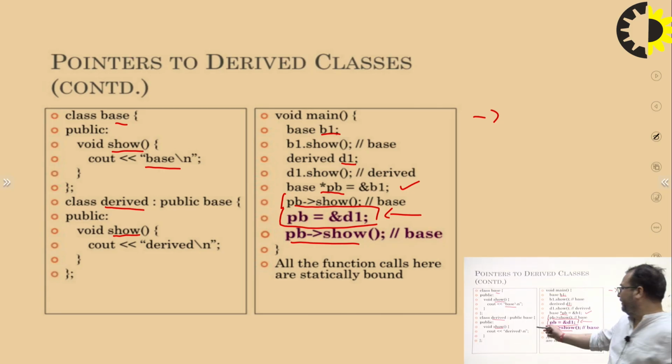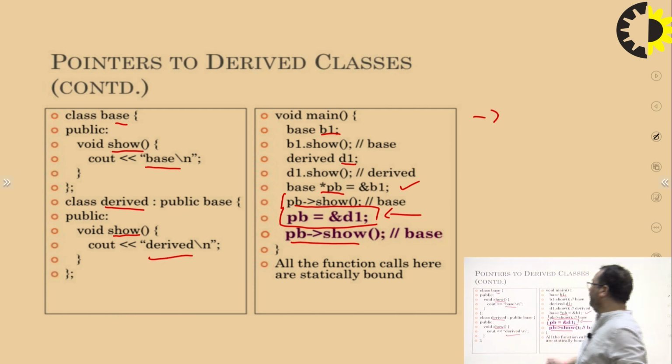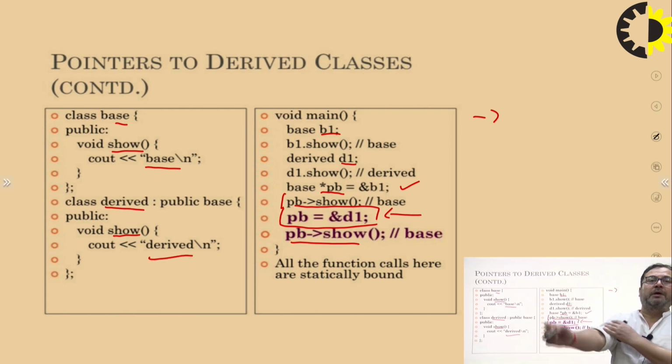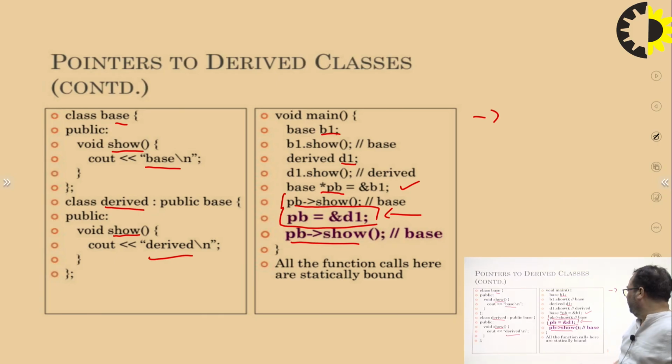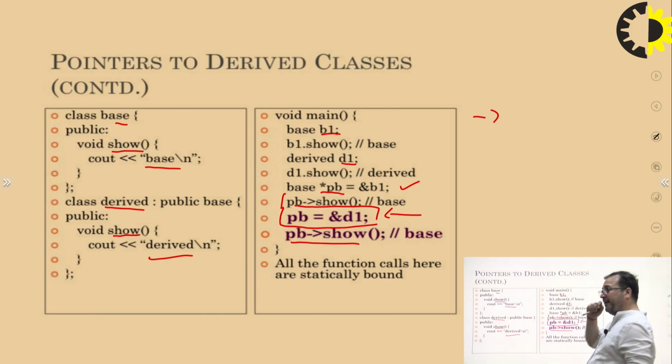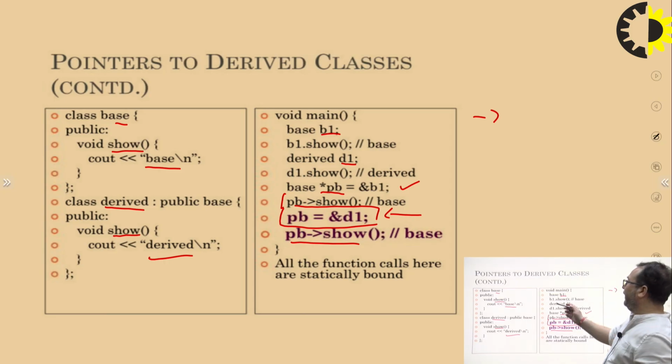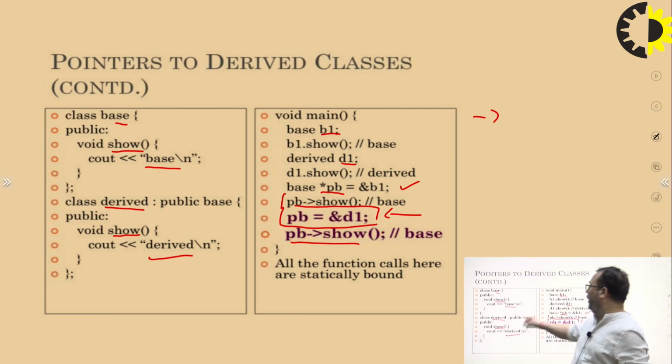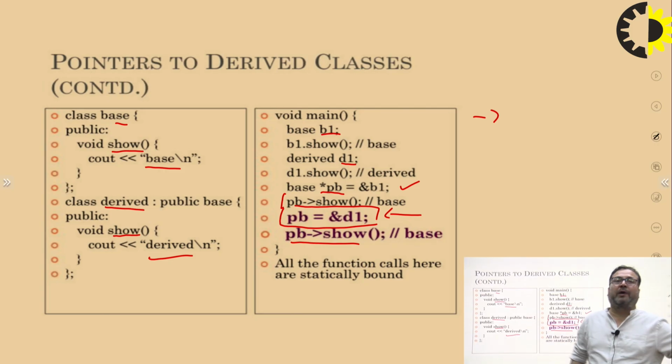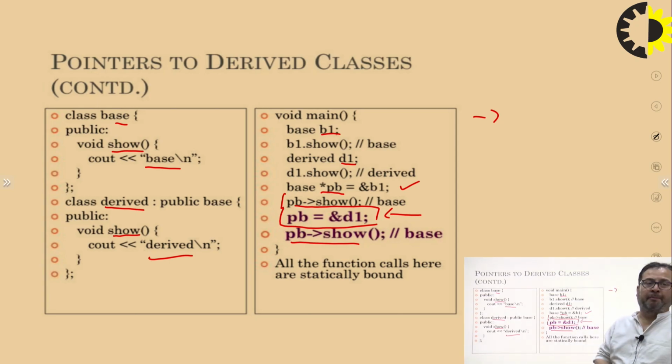It will not invoke the show function in the derived class, although it has the address of the derived class object. It will not override. So if you want to invoke the function in the derived class, we would have to do certain things. So we have not achieved runtime polymorphism.